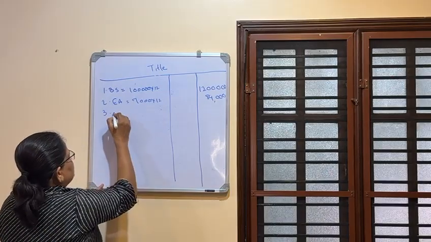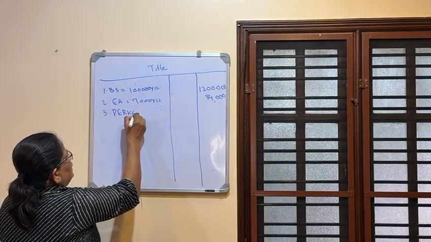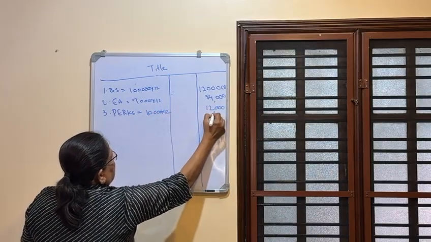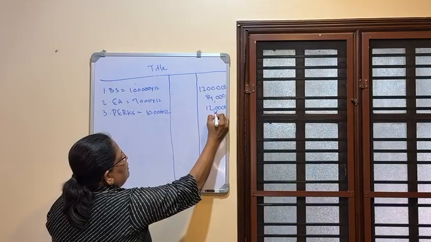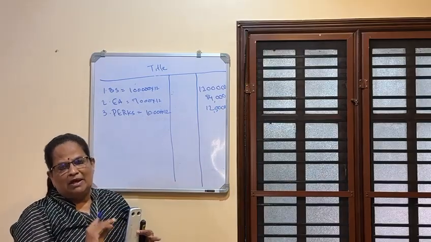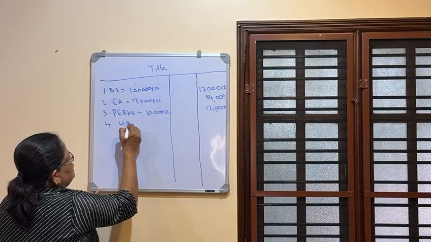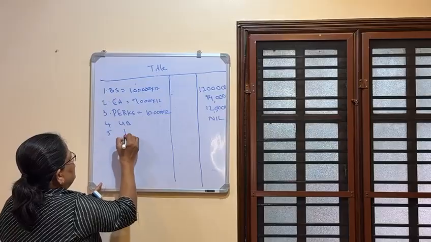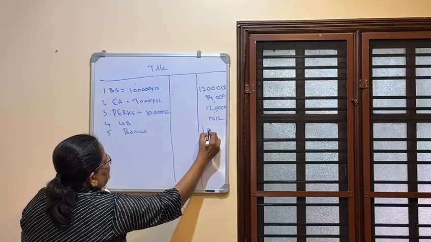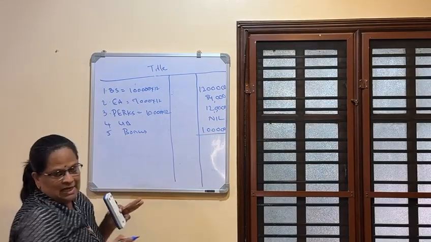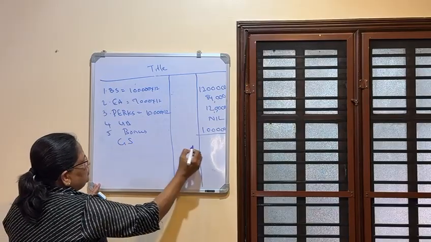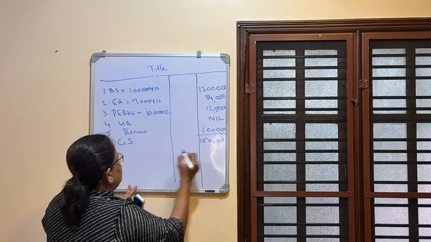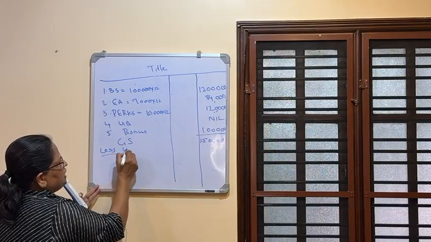Third is other perquisites, other perks, 10,000 into 12, 1,20,000. Now uniform allowance, it's not taxable, so it is nil because it's fully utilized. Now bonus, 1 lakh. So his gross salary is equal to 15 lakhs 4,000. Now less deductions under section 16.